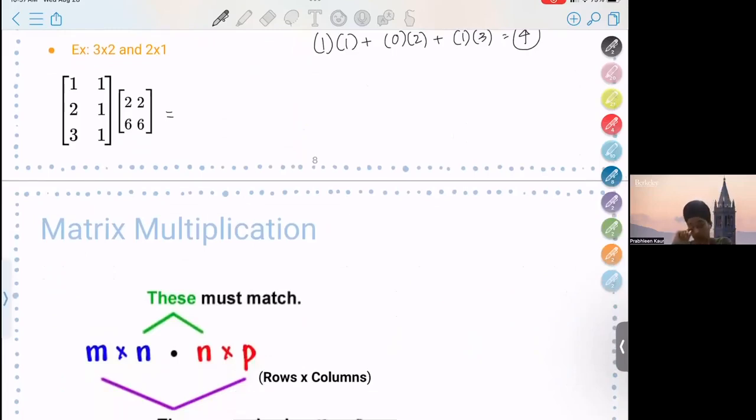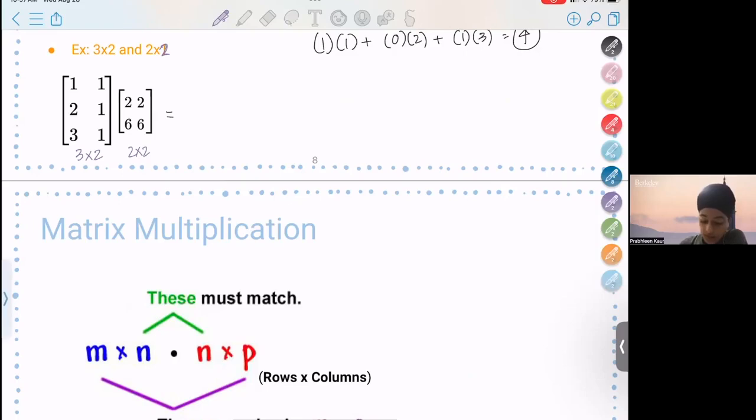to figure out what your resulting matrix will look like to make sure you do the math properly. So in order to do any type of matrix multiplication, you want to think about what the dimensions of the matrices are. So this first one is 3 by 2, and the second one is 2 by 2. Sorry, I changed it, this is 2 by 2.